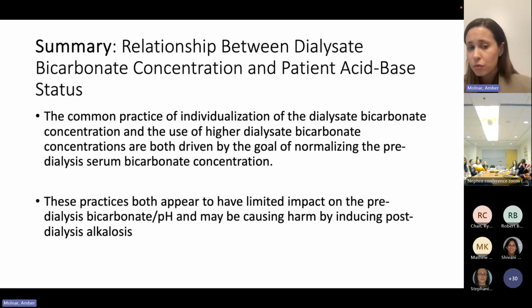But I hope I've convinced you from the data presented that these practices really do have a very limited impact on the pre-dialysis bicarbonate and pH. So it's probably not as simple, or we're taking an overly simplistic approach by just consistently ramping up the dialysate bicarbonate concentration with this goal of normalizing the pre-dialysis bicarbonate concentration. And we might actually be causing harm for our patients because this practice could induce a significant post-dialysis alkalosis, which we don't tend to look for or measure.